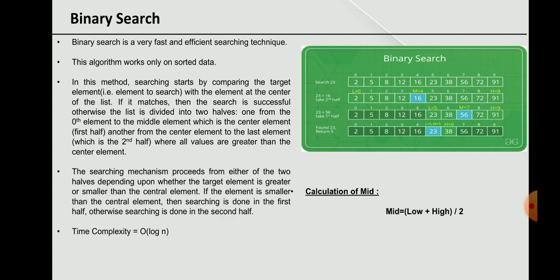Next searching method is binary search, which is one of the fastest searching methods, and it is very beneficial for large amounts of data. But the main limitation of this searching method is that it only works on sorted data. It is very clearly written in this point, third point.